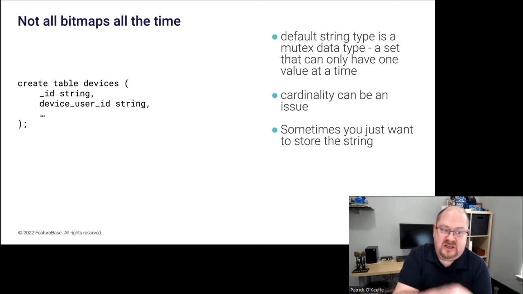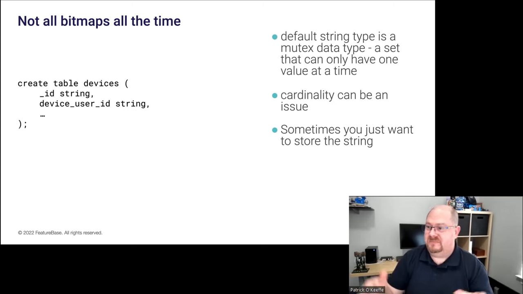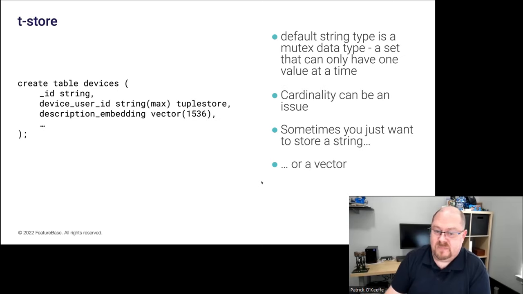So when I talk about this particular case, this is why we went to not the only bitmap database, not all bitmaps all the time, because sometimes you just want to store a string. And this particular case is one of those. I want to do some filter conditions and I want to return the user's ID and email address. And so I don't need to go spelunking through a set of bit lists to do that. I can just read the bytes off the page in the tuple store. Similarly, sometimes you want to store a vector.